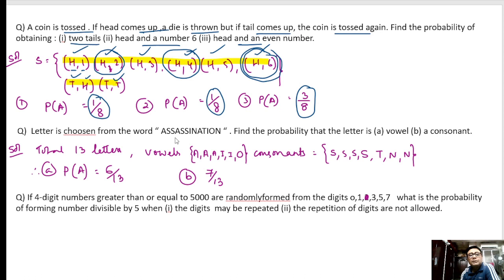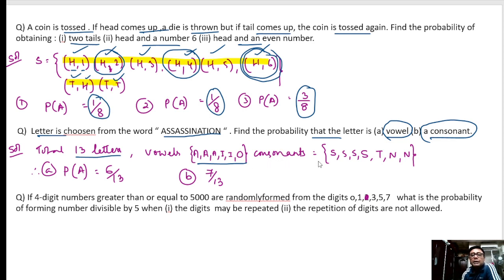Next, they have given us the word assassination. Find the probability that the letter is a vowel or a consonant. That means you have to choose 1 letter out of this, and it should be a vowel. First of all, it has to be a vowel. So in the word assassination, there are 13 letters. And in the 13 letters, how many are vowels? So these are the vowels. Any one of them I can choose.